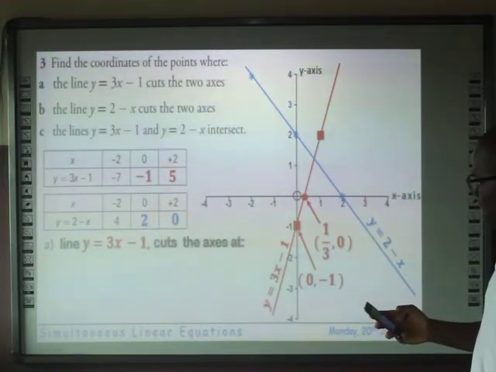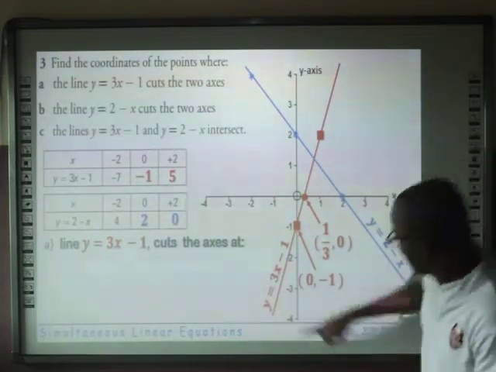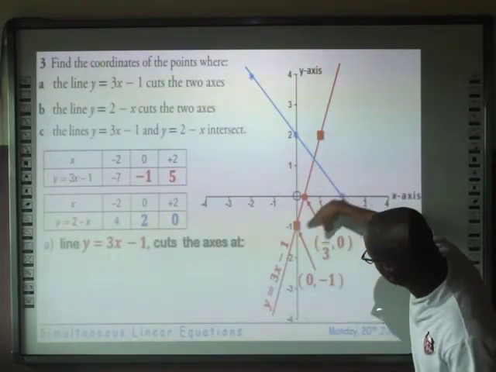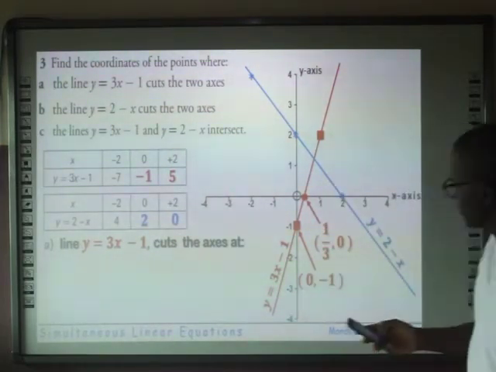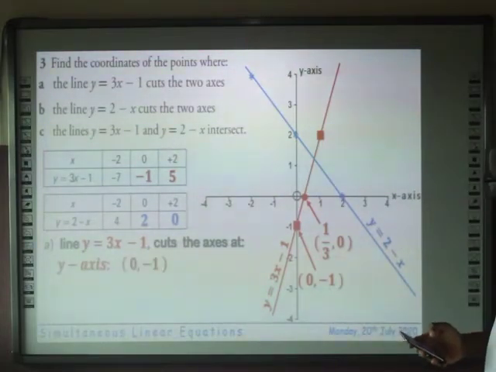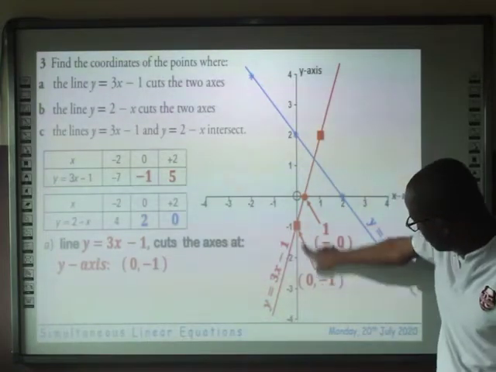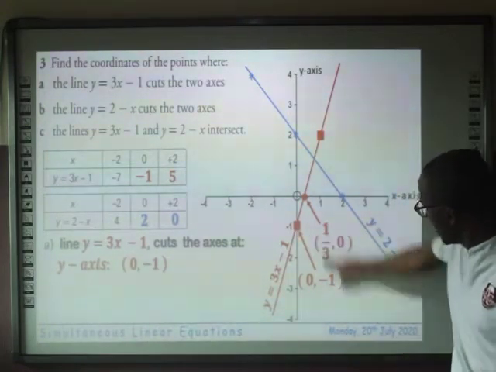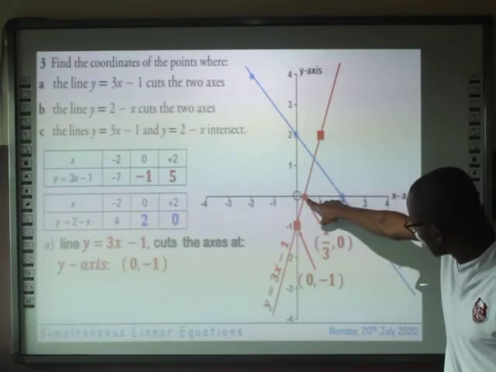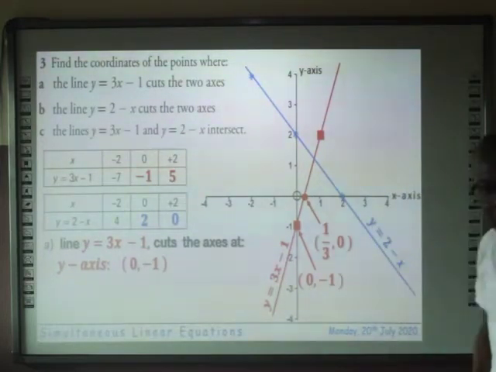So for the line y is equal to 3x minus 1, it cuts the axes, and the 2 points are indicated with the red arrows. On the y-axis, it cuts the y-axis at that point, the coordinates 0, -1, and then it cuts the x-axis at that point, the coordinates 1/3 and 0.